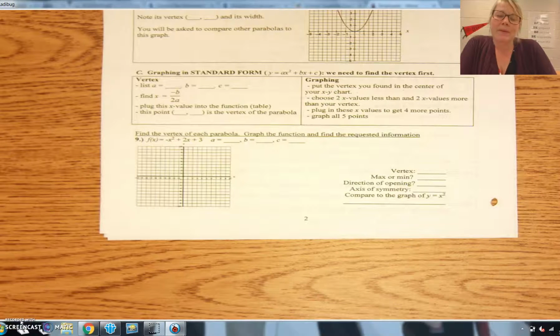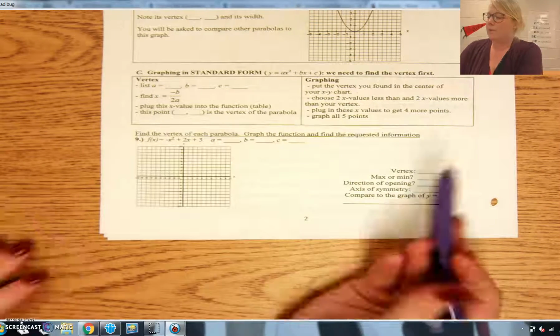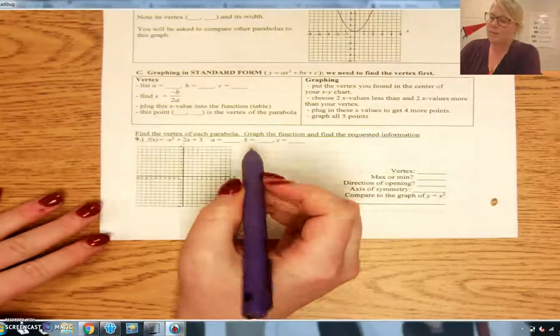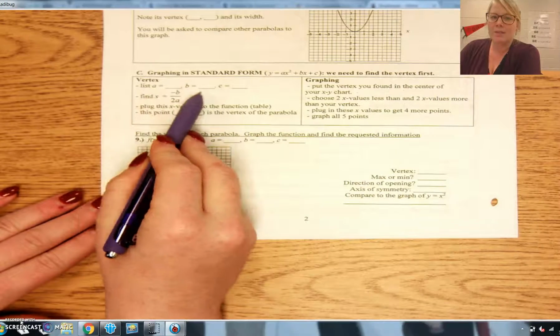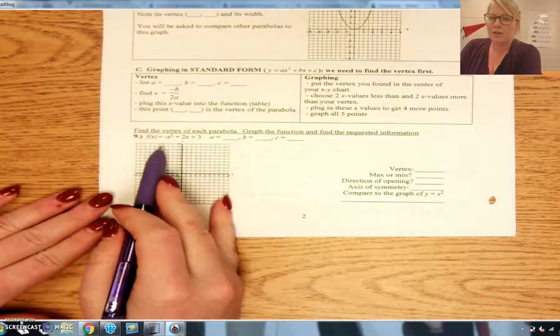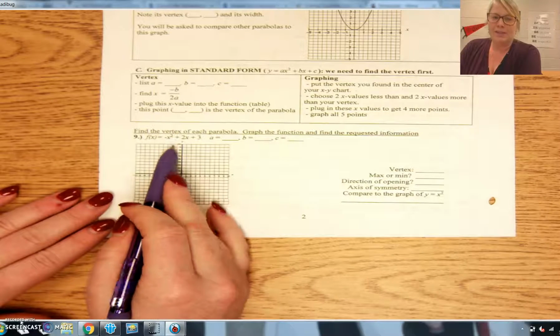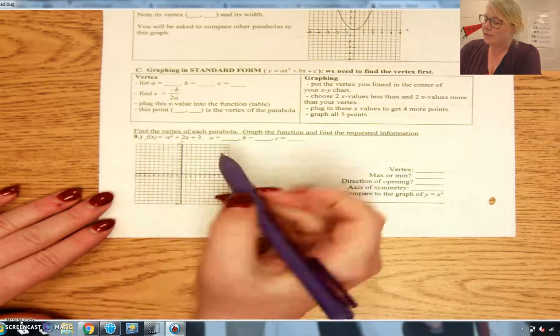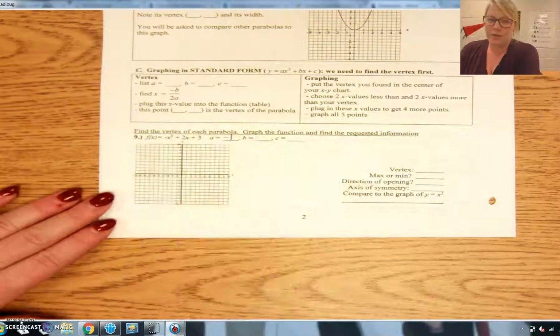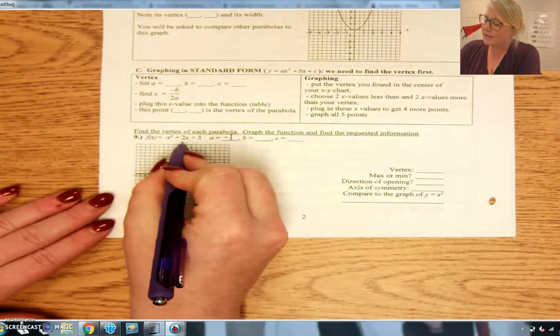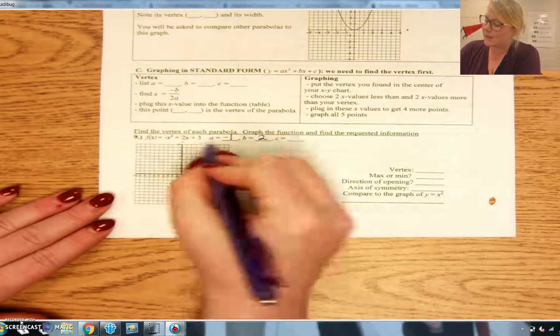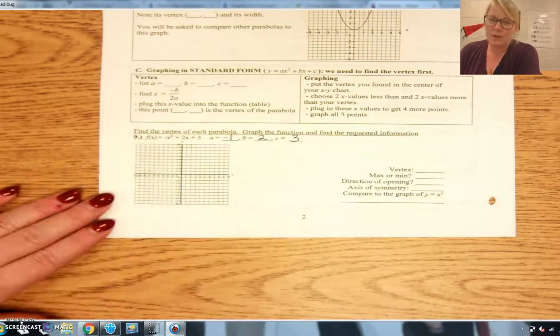So this segment is about how to graph a quadratic in standard form. If I look at this example, the first thing I always need to do is list what A equals, what B equals, and what C equals. So here, my A, it's negative x squared. That means there's a negative 1 as my coefficient. My B is a positive 2, and my C is a positive 3. So I listed my A, B, and C.